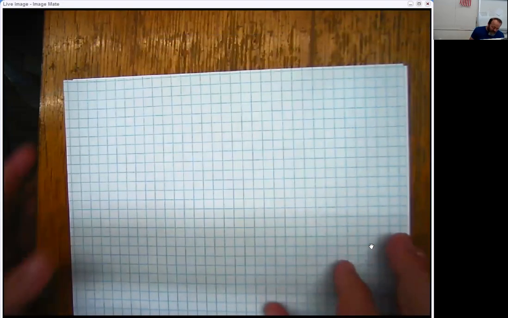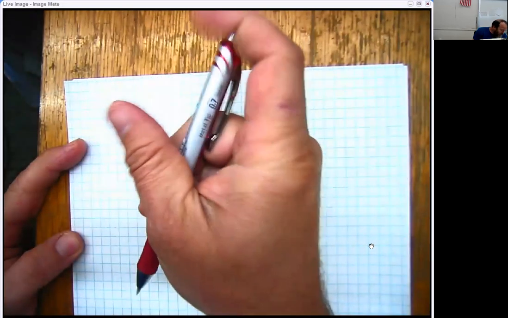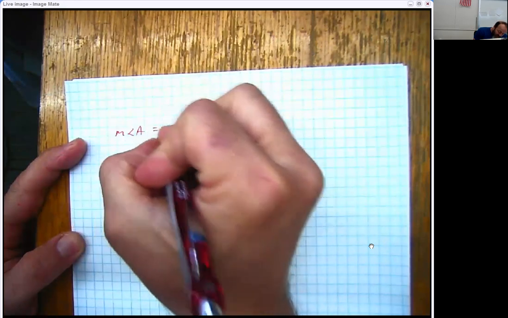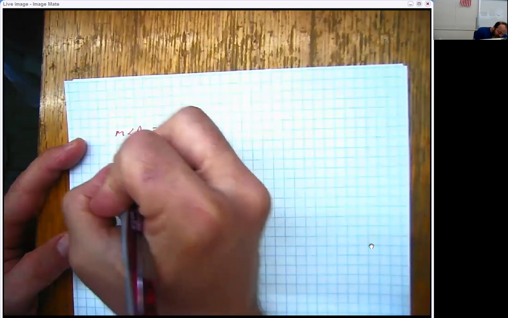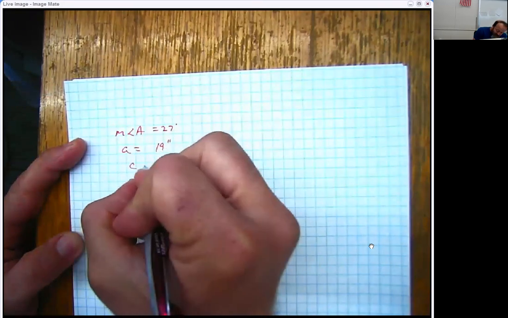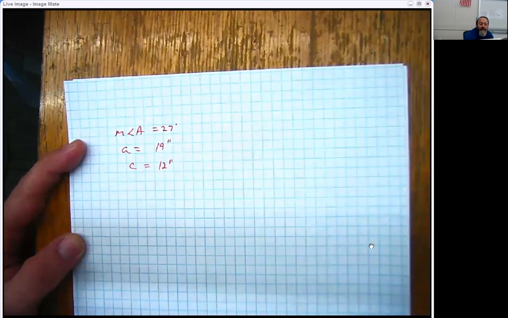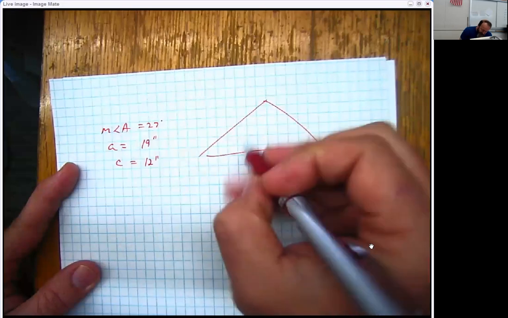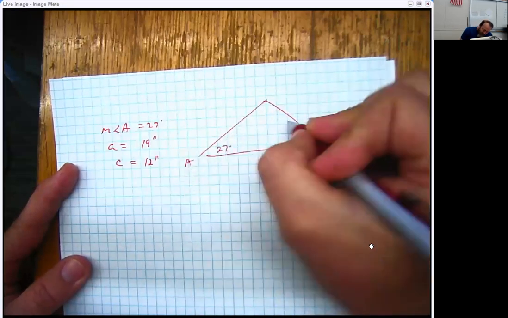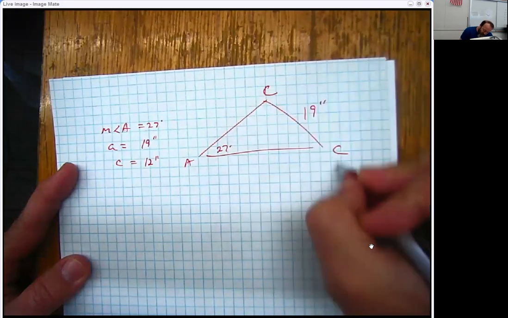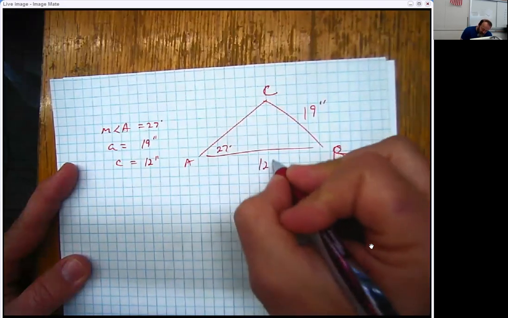So I'm going to try to do this with relative speed. Let's take a look at a problem where the measure of angle A is 27 degrees, the side A is 19 inches, and side C is, let's say, 12 inches. I'm going to draw a quick picture up here. A here is 27, side A is 19, and this would be C, usually is how I've done it, and I'm going to put B down here at 12.